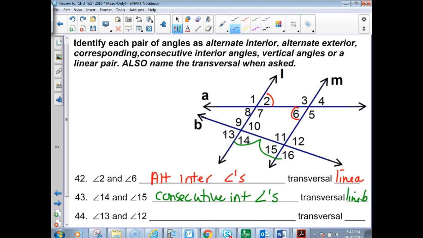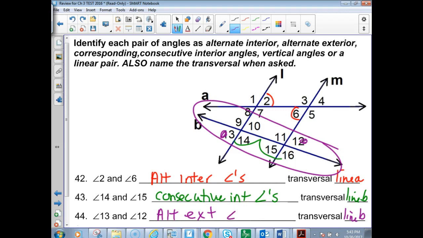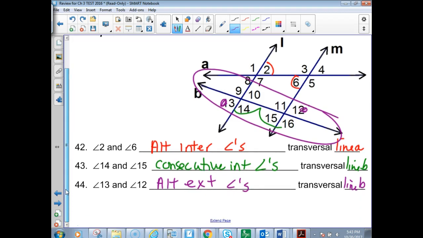13 and 12. Okay, now we're looking here at line B being the transversal again. They are alternate exterior angles. So they're outside of the two lines L and M along the transversal B. Okay.